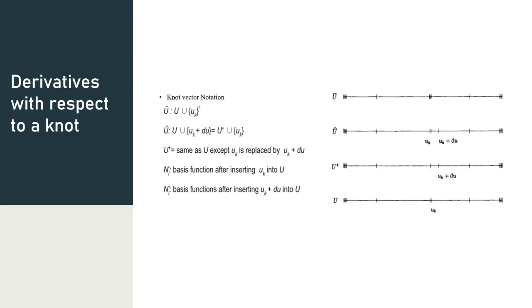Knot vector notation, where U bar is defined as U with u equal to u_k, U cap is defined as U with u equal to u_k plus du, and U plus is the same as U except u_k is replaced by u_k plus du. N_i bar is a basis function after inserting u_k into U. N_i dot is the basis function after inserting u_k plus du into U.